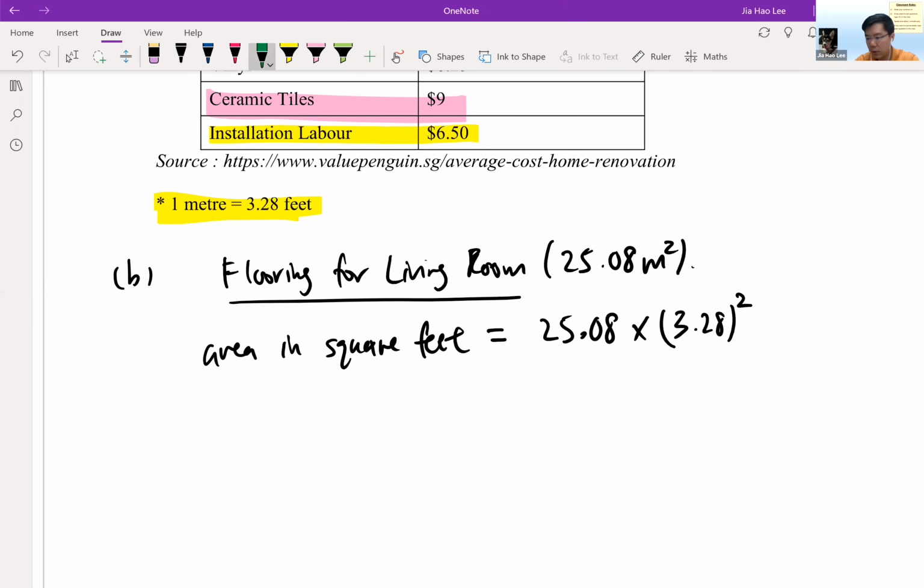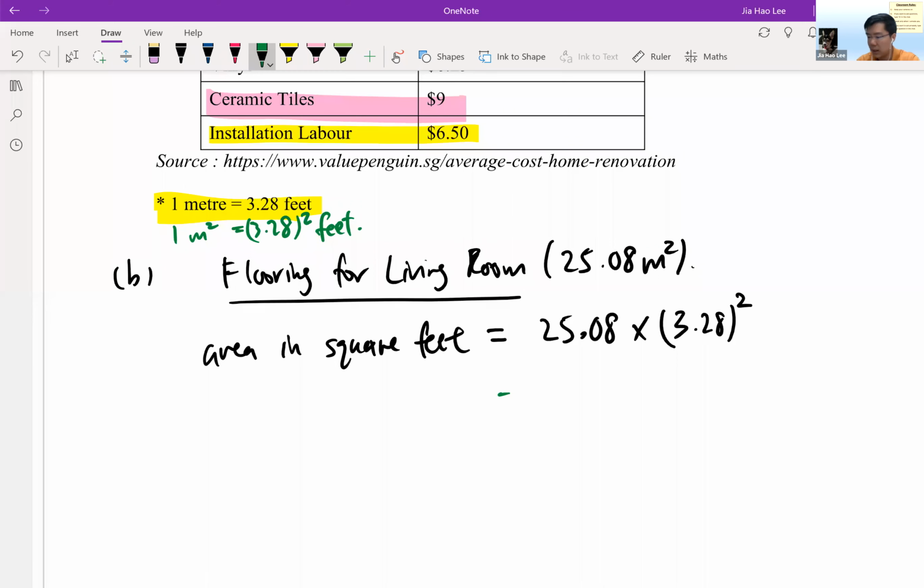In case you don't know what I'm talking about, go back to this highlighted portion here. 1 meter is equal to 3.28 feet. 1 meter squared is equal to 3.28 bracket squared feet. So that's what I'm doing. I have 25.08 meters squared, so I want to change and multiply by 3.28 squared. Here, use the calculator to calculate. You should get the value of 269.82.